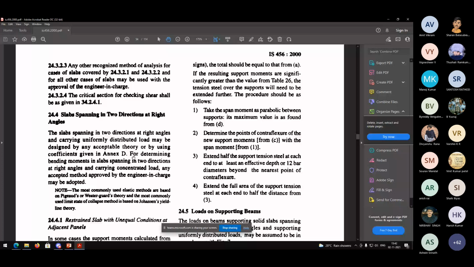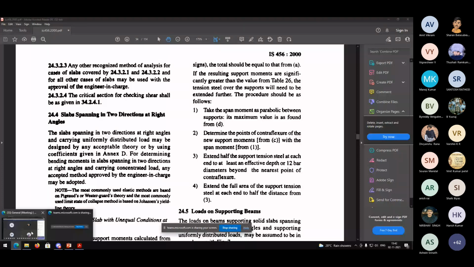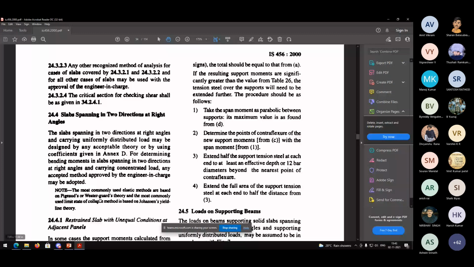Some such methods which are used are Pigeaud's curves or Westergaard's theory. But the most common theory is yield line theory. But even that we don't use too much. We use only the Annex D coefficients.